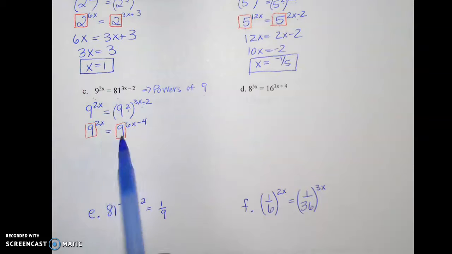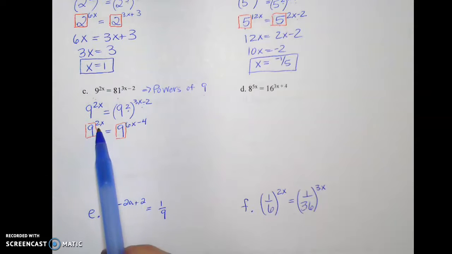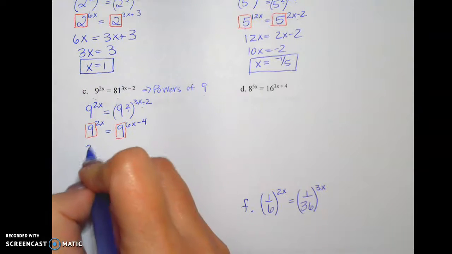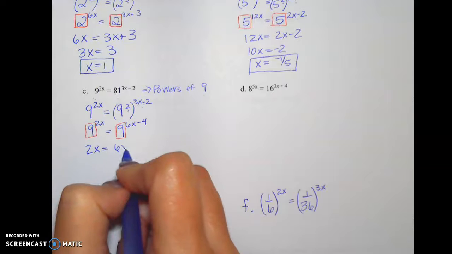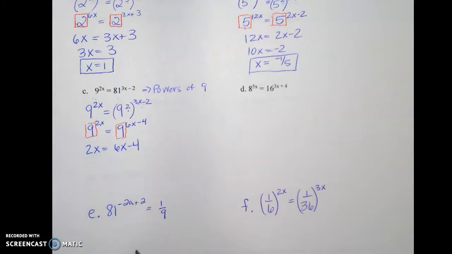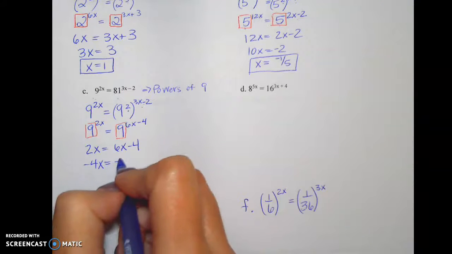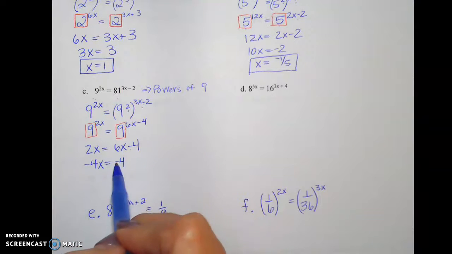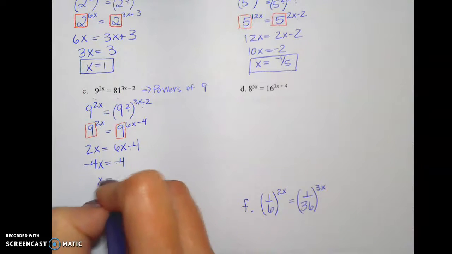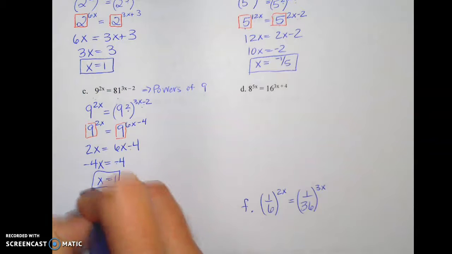And those bases now can drop out, so we can just set the exponents equal to one another. So we have 2x equals 6x minus 4. We're going to move the 6x over here, so that becomes negative 4x equals negative 4. Don't lose that negative right there. And your final answer is just x equals 1. Nice and easy.